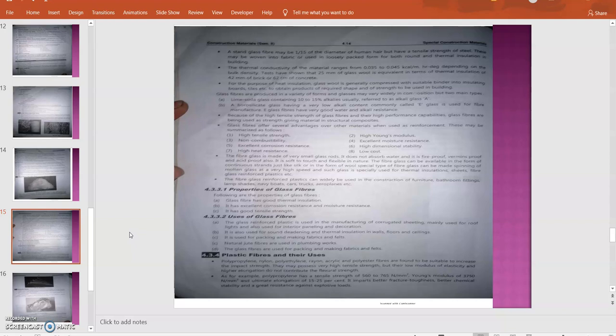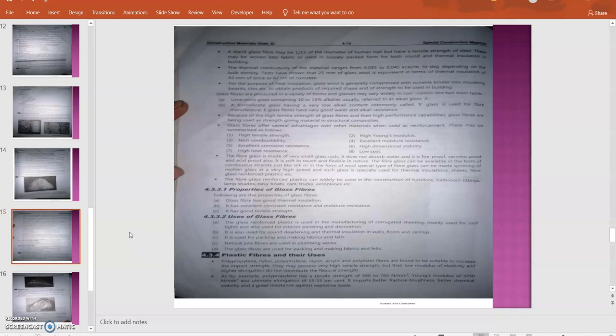That's why it can be utilized in plastics, in the manufacturing of corrugated sheeting, mainly used for roof lights. It is also used in interior paneling and decoration. It is also used for sound deadening and thermal insulation in walls, floors and ceilings. It is used for packaging and making fabrics and felts. Natural jute fibers are used in plumbing works and glass fibers are used in packaging and making fabrics.